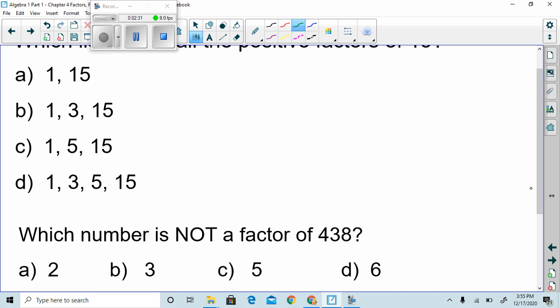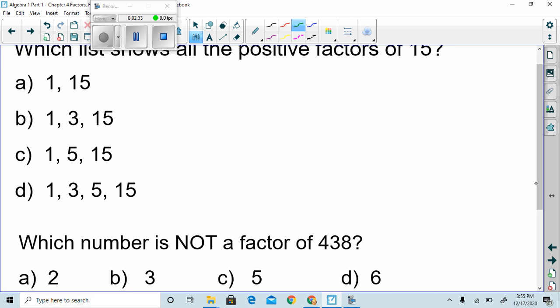The second question, another multiple choice. Which number is not a factor of 438? This time again, use your rules of divisibility and see if it's divisible by 2, 3, 5, 6. Find your answer, and again, we'll reveal that answer as well during our session.